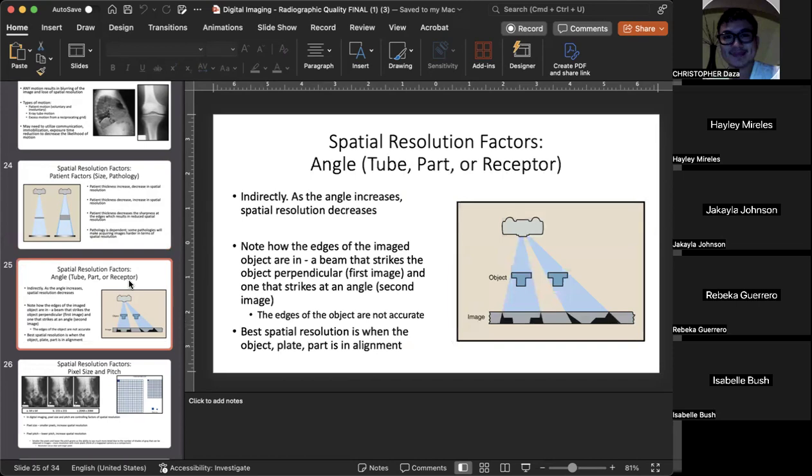Angle indirectly affects spatial resolution. When we angle along a part, the image becomes not accurate, right? So the spatial resolution can become not correct, in all honesty. And so the spatial resolution is degraded when we angle across it. And so that's what you're seeing here, right? Some of these areas are not sharp because they're striking at an angle.